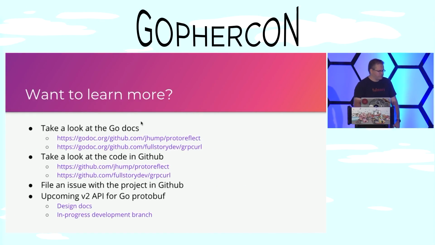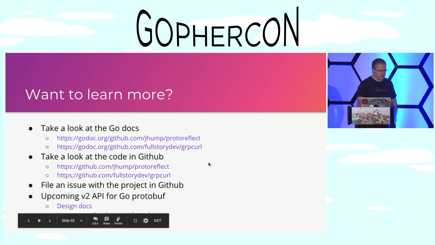Okay, so that was gRPCurl and gRPC Reflection. There's a lot of information in the Go docs for those packages I described. And if you have any questions, I'll be around if you can find me, but you can also file issues on our GitHub projects, both FullStory dev and this protoreflect project under my personal account.